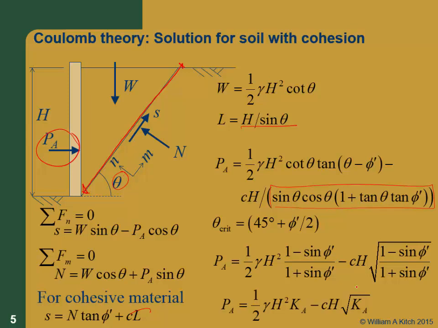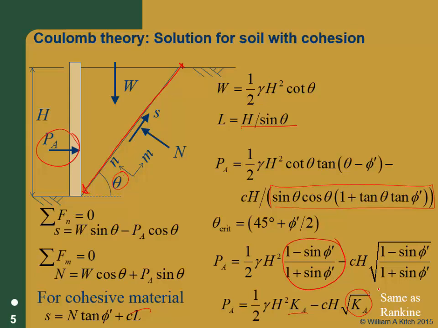And guess what? That's exactly the same as Rankine, right? Where this is for Rankine for a horizontal ground surface, Ka is (1 minus sine phi)/(1 plus sine phi). And so this is 1/2 gamma h squared Ka minus C times h times the square root of Ka, exactly the same as Rankine.